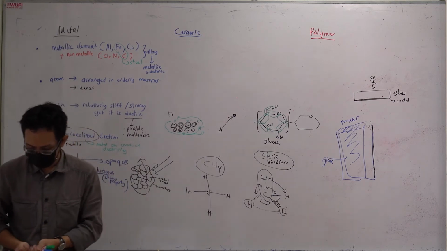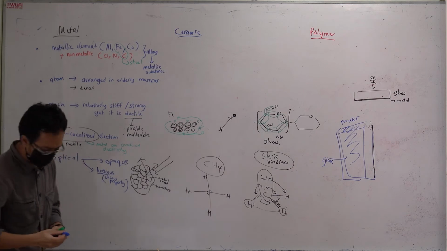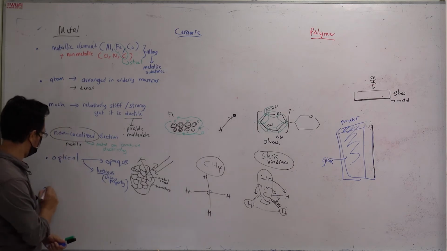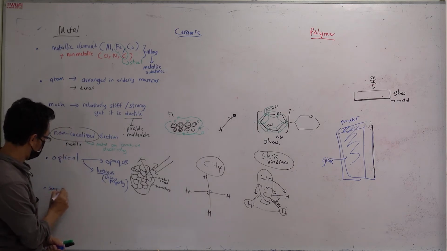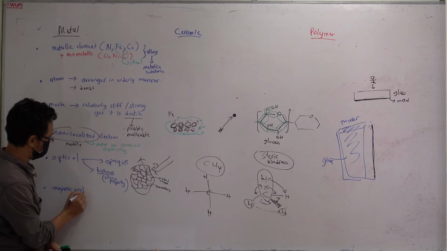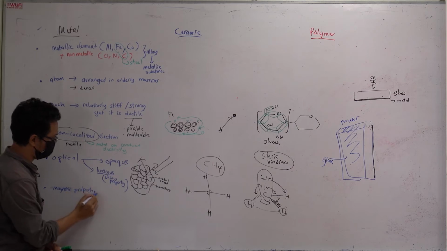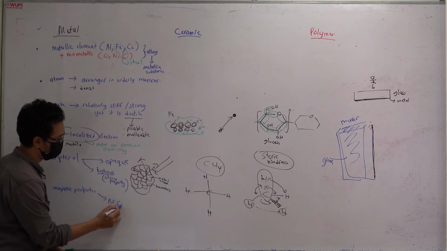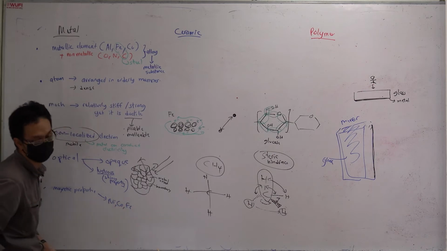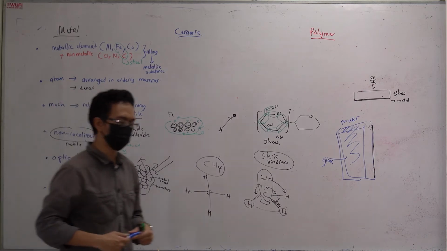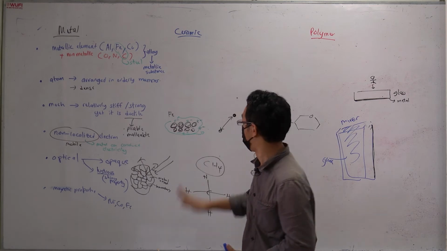And then some metals have magnetic properties, for example nickel, cobalt, and iron and so on. So this is basically the characteristics of metal.